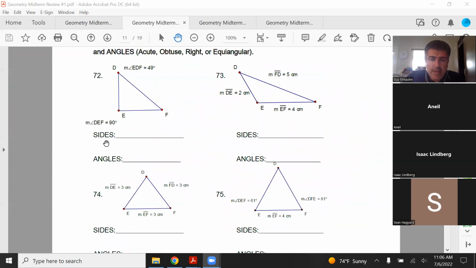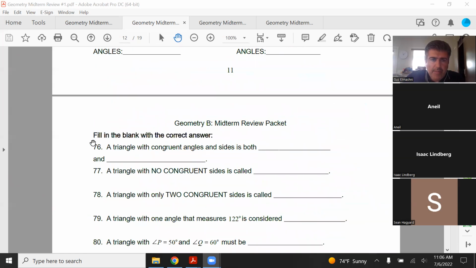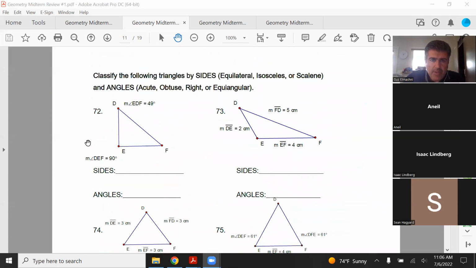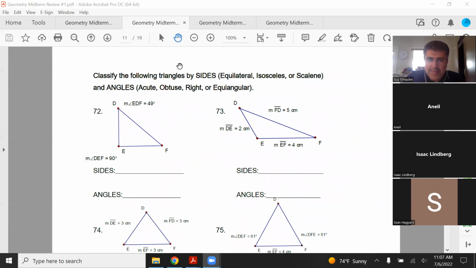Let's keep moving. Again, I'll do one of these, and I'll have you guys try the others. So classify whether it's equilateral, isosceles, scaling, and if it's acute, obtuse, right, or equiangular. Obviously, if you're equilateral, you're going to be equiangular, right? But right triangles could be isosceles or it could be scaling. Obtuse triangles could also be isosceles, as well as acute triangles.